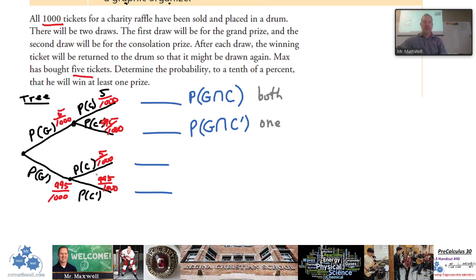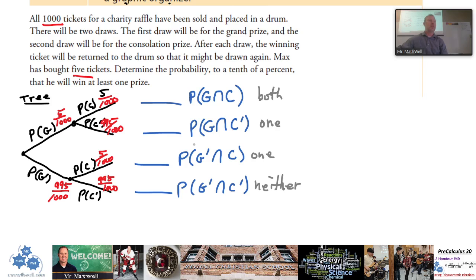As we move on, this one down here is the probability of not grand prize and the consolation. So that's, again, one of them. And we have the probability of not grand prize and not consolation. So that's neither, and that's probably going to be the biggest percentage, right? 5 out of 1,000 chance twice. So it's going to be the highest percentage, not winning anything, unfortunately. Too bad.